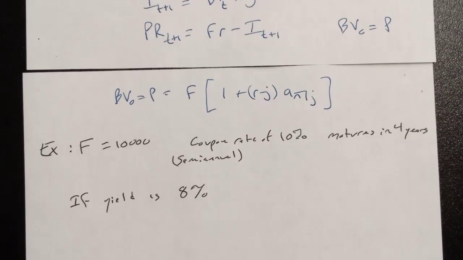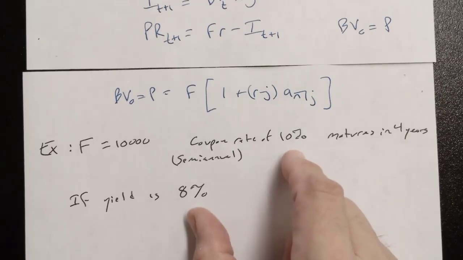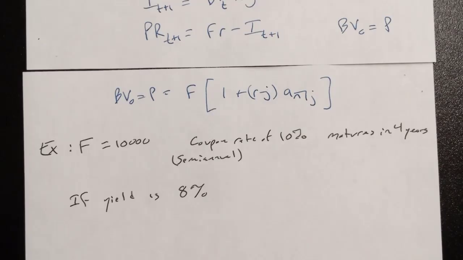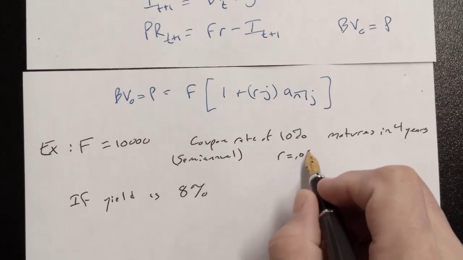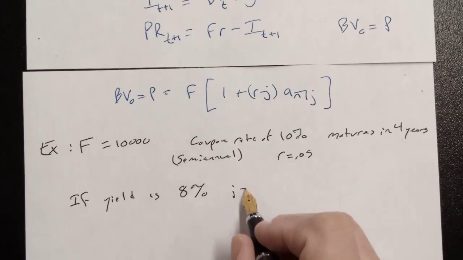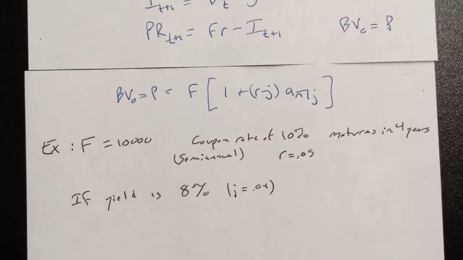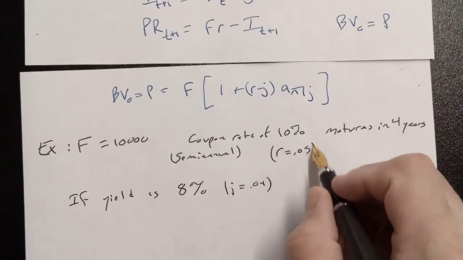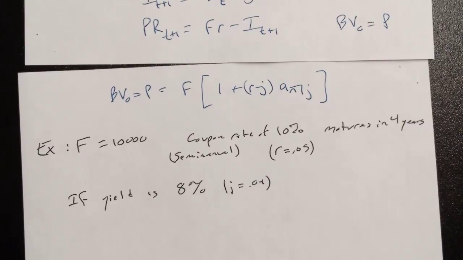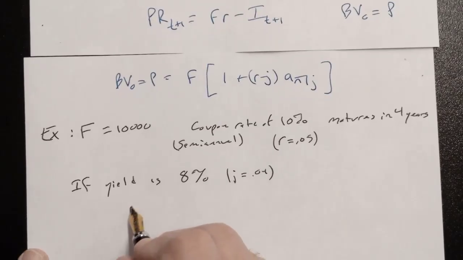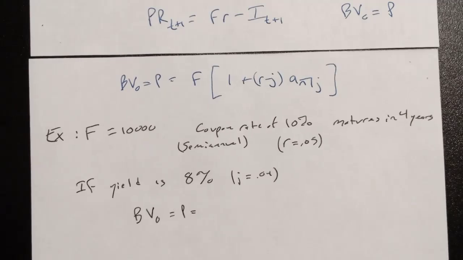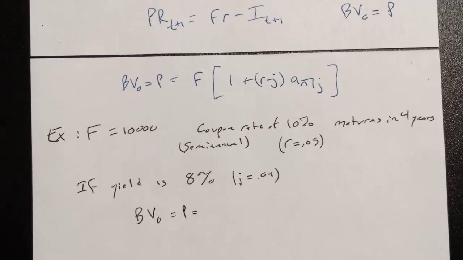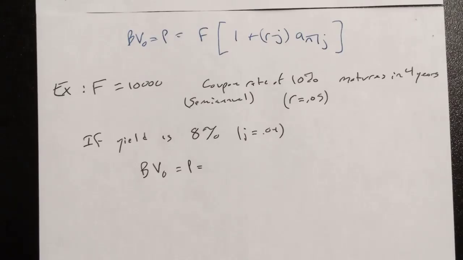Well, remember, these are annual rates. If I'm couponing semi-annually, then R is half of that. R is 0.05. If the yield is 8%, then J is 0.04. What's the present value for this bond? BV0, the starting book value. That's the formula right at the top of this page. So let's work this out.